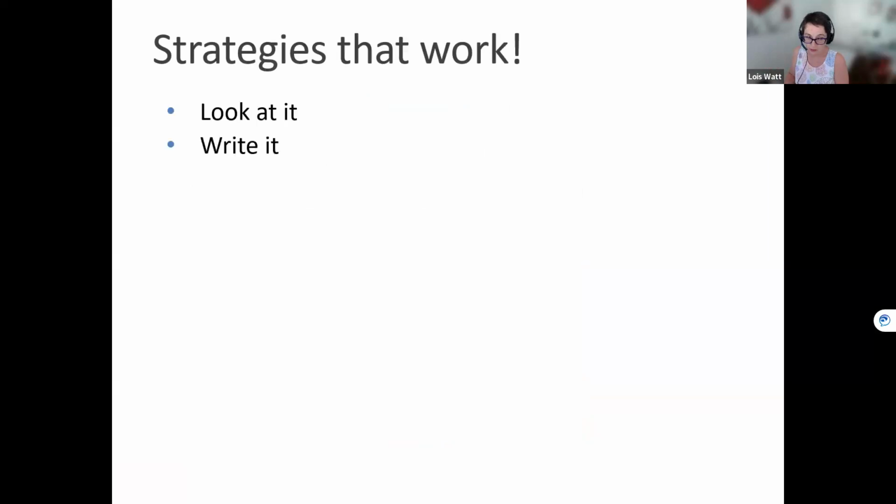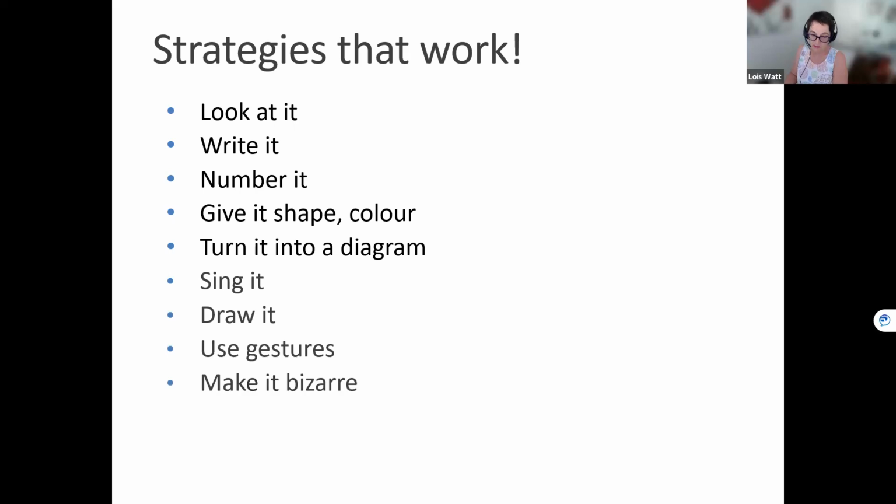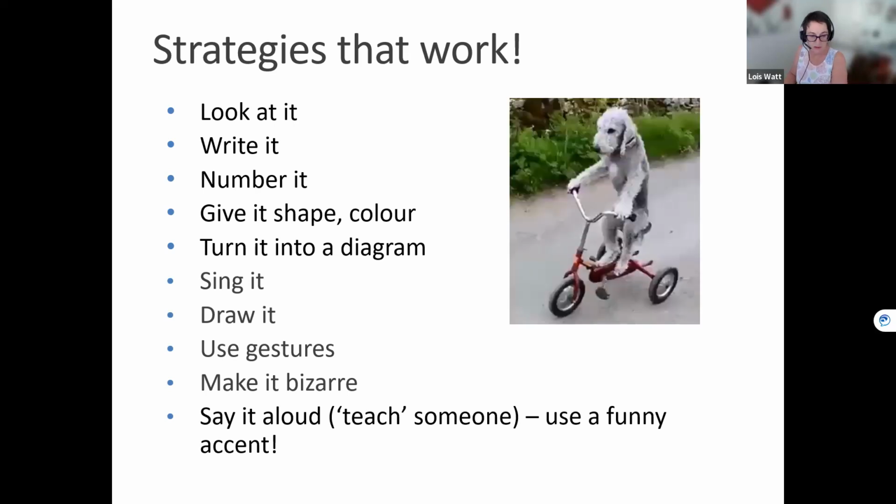Okay, strategies that work: we look at it, we write it, we number it, we give it shape and color, we turn it into a diagram. So what we're doing is making whatever we have to remember less passive, and we're getting involved in it. We sing it, draw it, use gestures, make it bizarre, and say it aloud. Teach someone, use a funny accent. So you can do all kinds of things to remember it. If you're learning a subject like biology, you can record it, you can tell somebody, do all sorts of amazing things. So a dog trying to ride a bicycle. And so he's giving that meaning something.